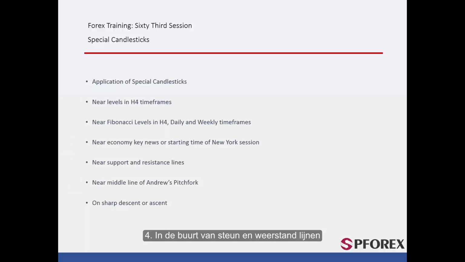4. Near support and resistance lines. 5. Near the middle line of Andrew's pitchfork. And finally, 6. On a sharp descent or ascent.